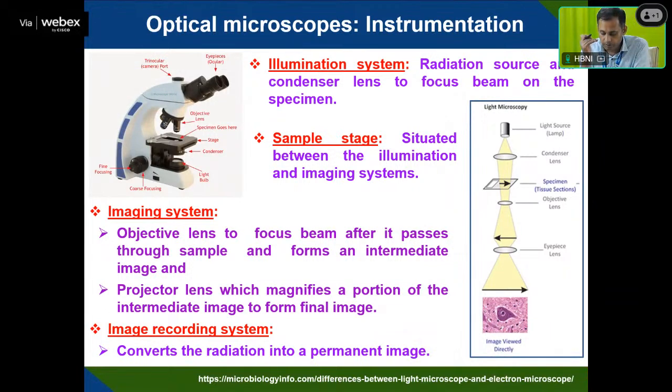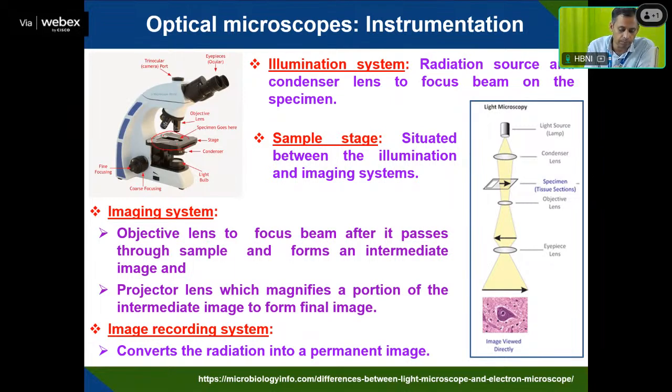So in the optical microscope, in comparison to the lens system, the optical microscope uses mainly four components. One, you have an illumination system, that is the radiation source. Like in the case of the electron microscope, we use a tungsten filament, but here the radiation source is UV or visible light that we use here, the illumination system. And then you have a sample stage.